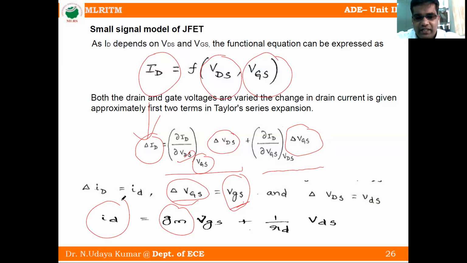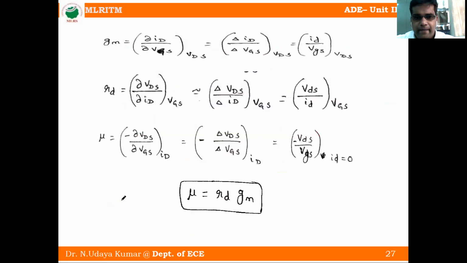That means drain current is a function of VDS and VGS, that is, drain to source voltage and gate to source voltage. We have three parameters. We have to fix one parameter as a constant and vary the other parameters. Corresponding ID current we will note down. That is called small signal analysis. So finally, we will get ID is equal to GM into VGS plus 1 by RD into VDS.